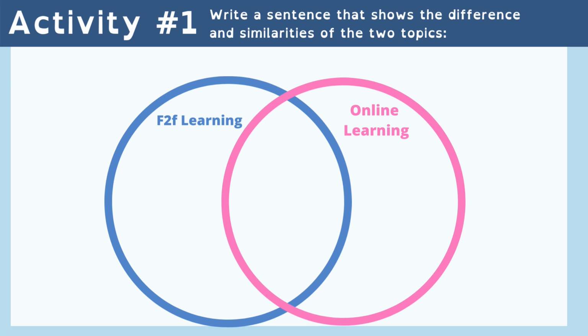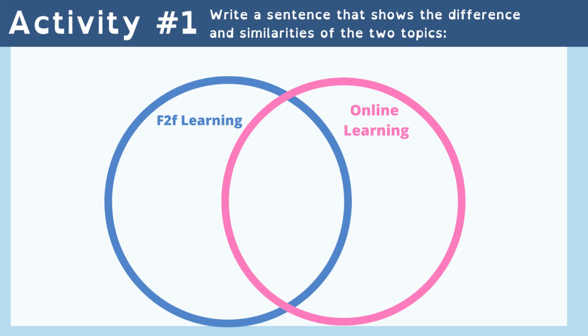For activity number 1, let us think and write a sentence that shows the differences and similarities of these two topics. So we have here what we call a Venn diagram. A Venn diagram is used for comparing and contrasting topics. If you notice, we have here two topics, face-to-face learning and online learning. The face-to-face learning is enclosed in the blue circle, while the online learning is enclosed in the pink circle.